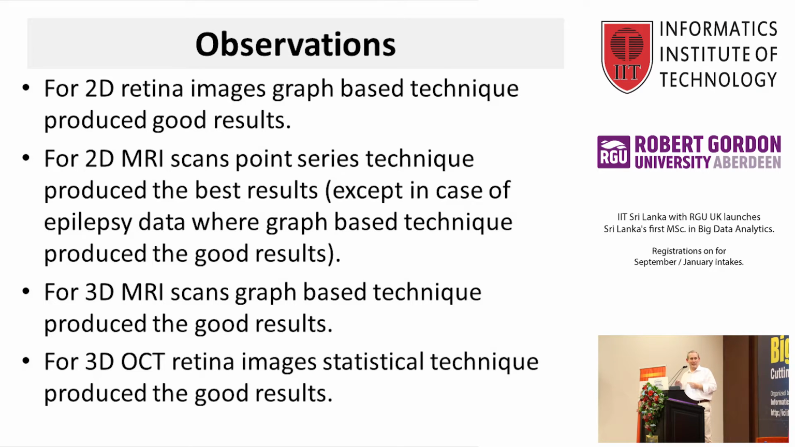With the MRI scans, we found that the point series technique worked well in 2D, but when we moved up to 3D, the graph-based worked well. And then using the OCT retina data, the statistics work well. So the message here is that there is no best representation, in the same way that there is no best prediction algorithm, which is sort of annoying. So given a problem, we need to experiment with different representations, different algorithms to find the best solution.